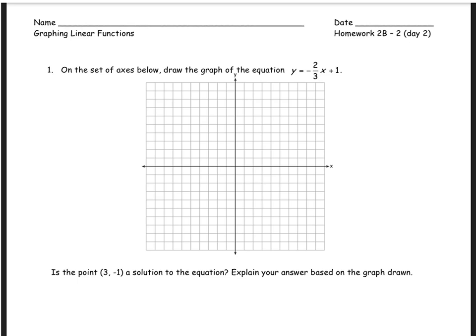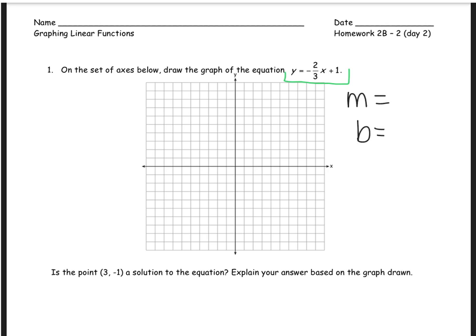Today we're going to go over the homework for lesson 2B-2. Alright, number 1. On the set of axes below, draw the graph of the equation y equals negative 2/3 x plus 1. Now the first thing I'm looking at, I see my equation of my line. It's already in y equals form, so that is perfect. So we need to identify our slope and our y-intercept.